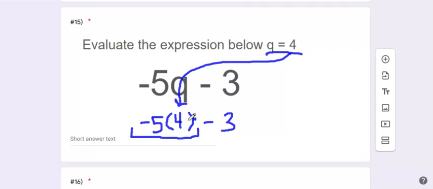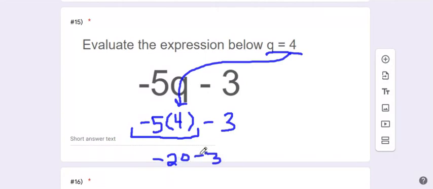So what's negative 5 times 4? Well, I'm multiplying, so I'm going to use multiply rules, which tell me same signs positive, different signs negative. Negative 5, of course, is negative. This 4 is positive. So different signs negative. 5 times 4 is 20. I bring the minus 3 down. Okay, now I have negative 20 minus 3.